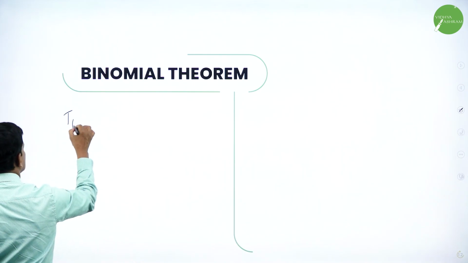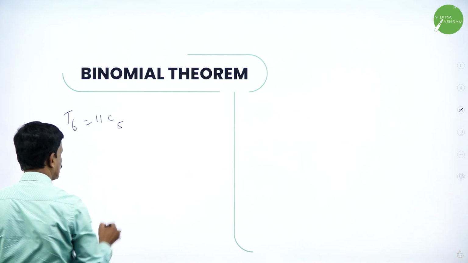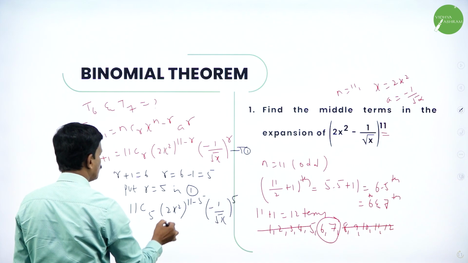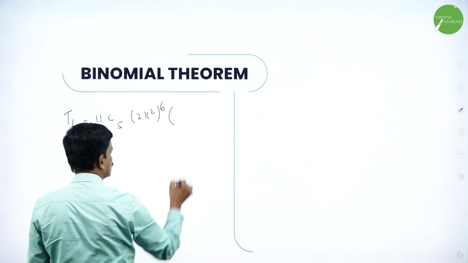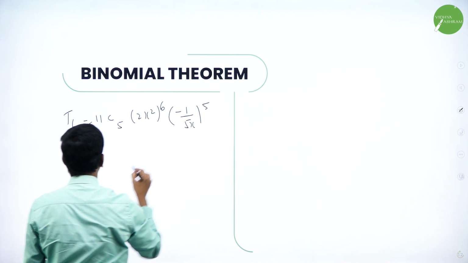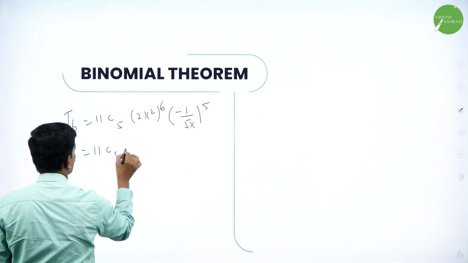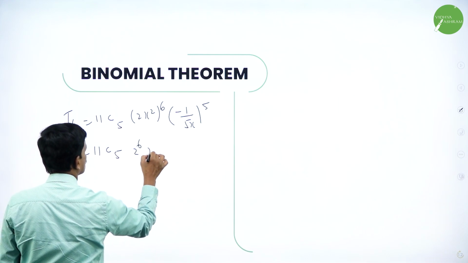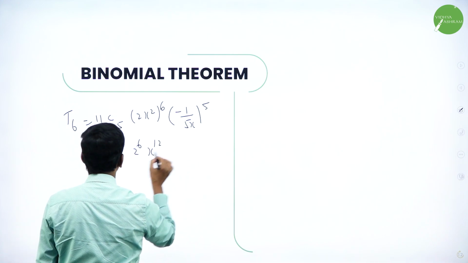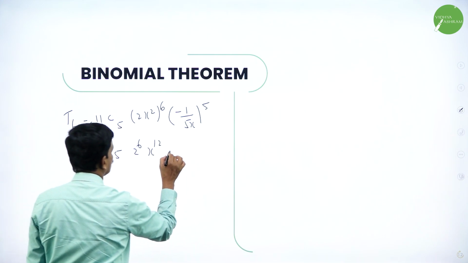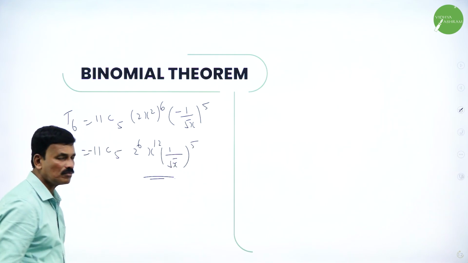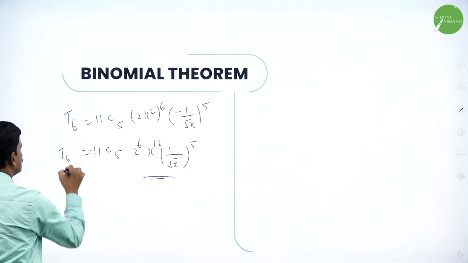That is T6 is equal to 11C5 (2x²)^(11−5), which is 6, into (−1/√x)^5. So this is 11C5 2^6 x^6... 2 is 12, (−1)^5 is −1, here minus I will write, (−1/√x)^5. This is the sixth term, T6, right.